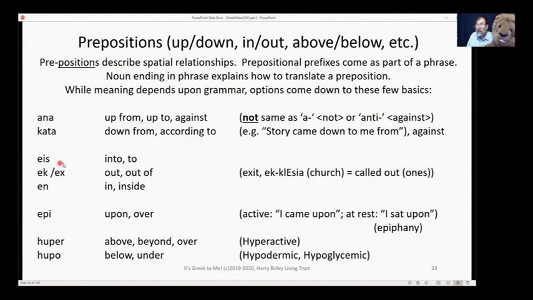Then we get into the relationship of going into, out of, and staying in. Eis, or is. I like saying eis because it's a diphthong. Ek or ex. This letter can be a k or an x when you translate it, depending on what letters follow. We get our modern word exit, and the word ekklesia means out. Kletos is called, so ekklesia, the called out ones, or the church. And it's more about our outness. We're called to go out and do something.